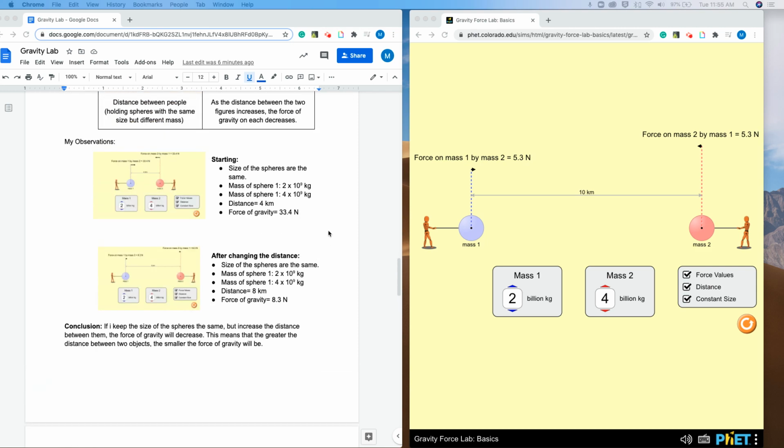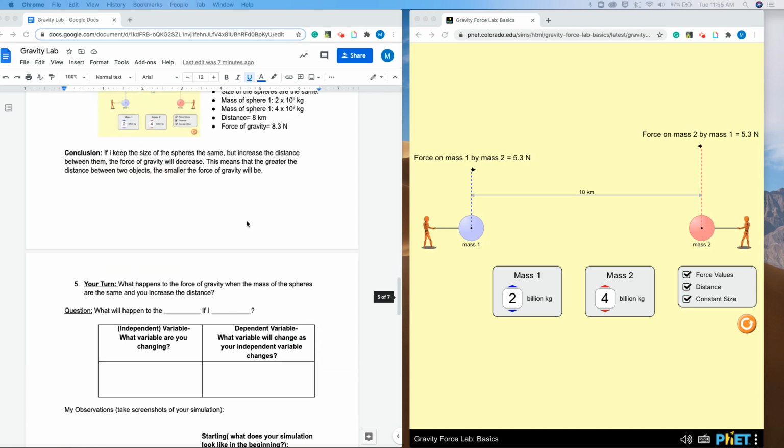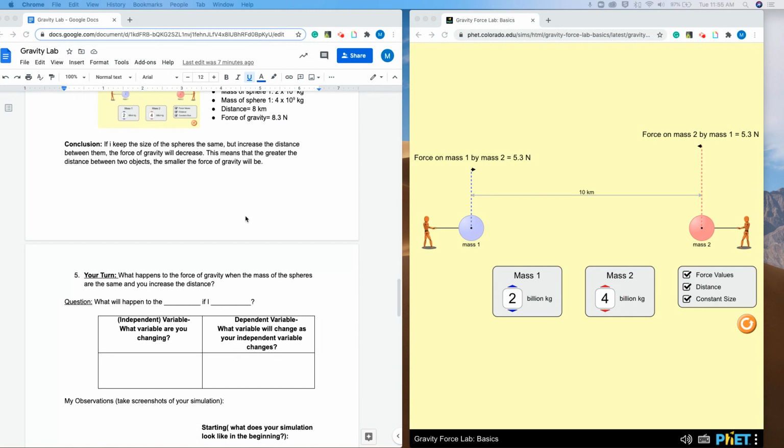Okay, so now that we've done that example, you're gonna work on your own. So the first question you're gonna look at is what will happen to the force of gravity when the mass of the spheres are the same, and you increase the distance. So when I did the example, the size of the spheres were the same, but you'll notice that the mass of the spheres were different.